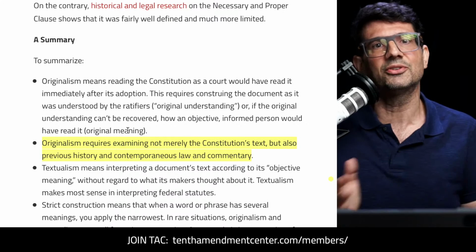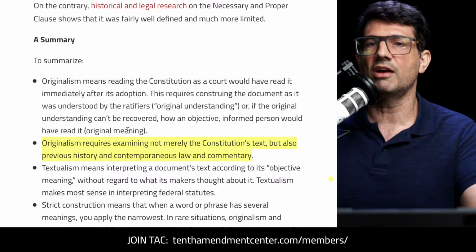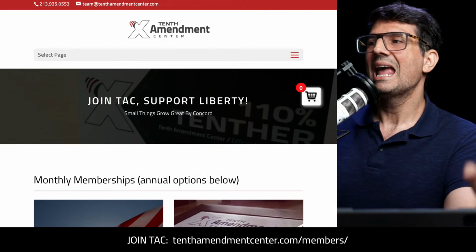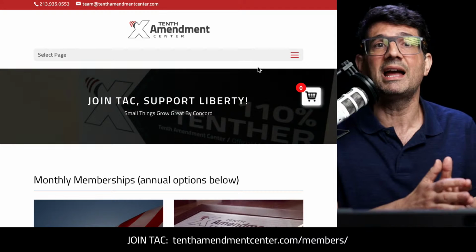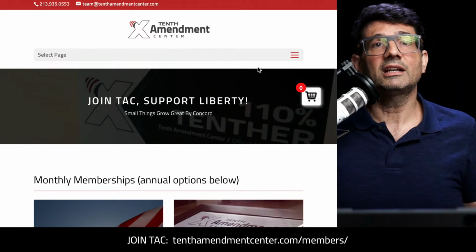So this is all the kind of stuff that you have to read and understand to have the original public meaning, and we want to teach as many people as possible to be able to read the Constitution on their own, so they don't have to rely on politicians and lawyers and people like me to say, hey, this is what the founders meant by this phrase, provide for general welfare or necessary and proper or to regulate commerce among the several states. We want people to be able to read and understand that on their own.